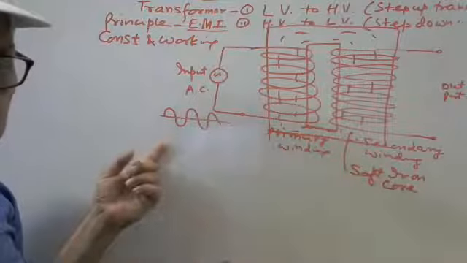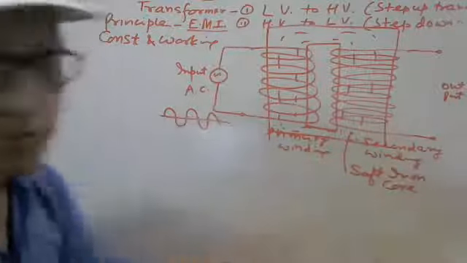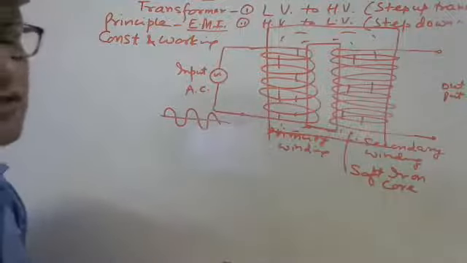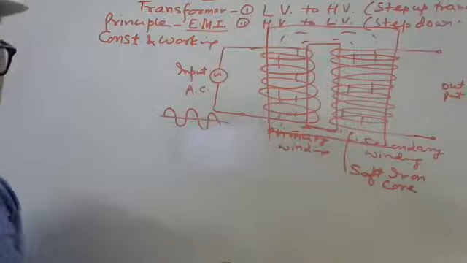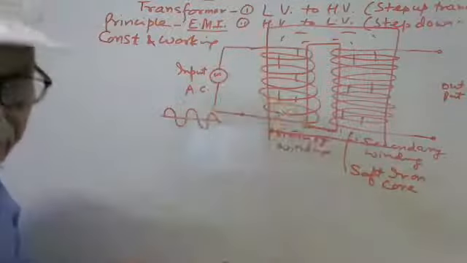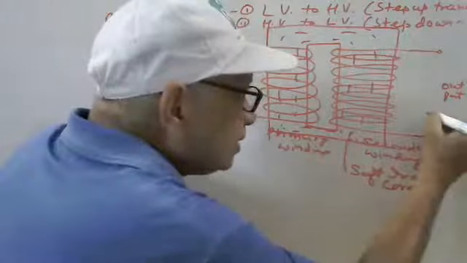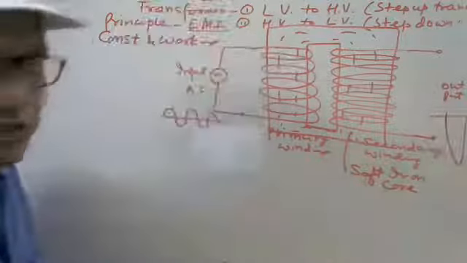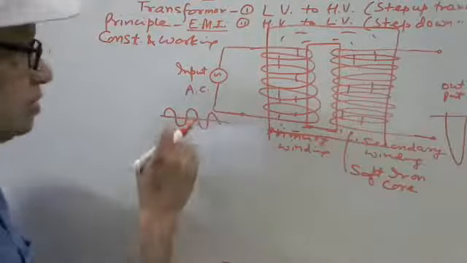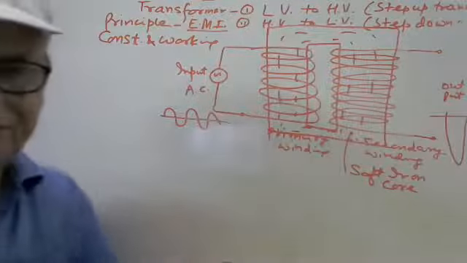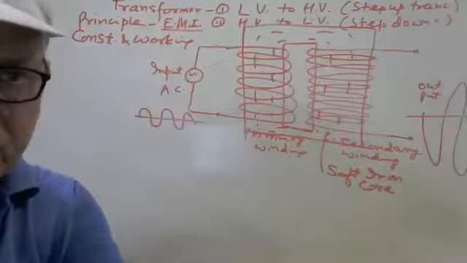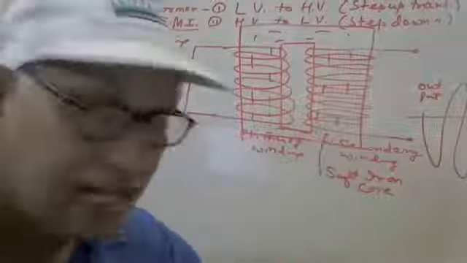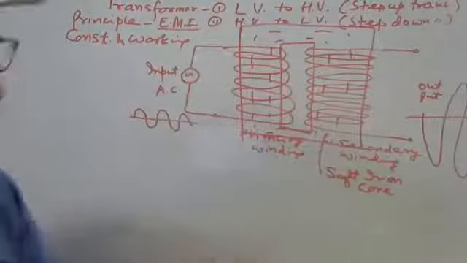Whatever frequency is here, suppose 50 cycles per second, here also in the output we are getting the same frequency, 50 cycles per second. But a phase difference is there between the primary and the secondary, because they are mutually coupled. So we are getting the output like this. This is the primary, this is the secondary. They are linked, but there is a phase difference.